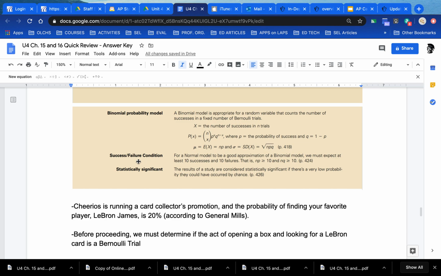The success/failure condition comes up in Unit 5 as well, but they're previewing it here. If you're doing a binomial problem, which we'll get into in just a second, and it's a significantly large number of trials, like if n is big, you might be able to summarize with a normal model so long as you have at least 10 successes and 10 failures. That's what Units 5 and 6 build upon. You start to see that in this unit, but we won't dwell on it too much. I just wanted to point that out to you. That'll be for a later video.